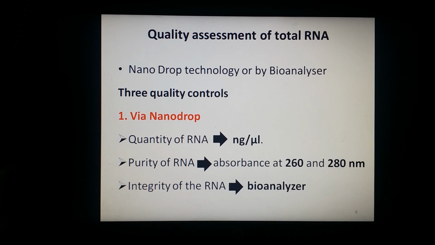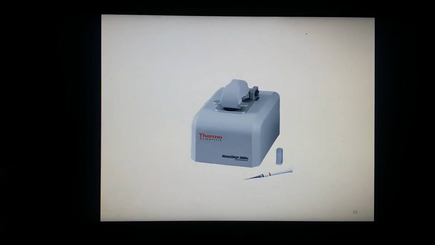Then the purity of RNA is measured using the ratio of the absorbance at 260 and 280 nanometer, which is used to assess the purity of an RNA preparation. Pure RNA will have a 260 to 280 ratio in the range of 1.8 to 2.0. The third is the integrity of the RNA, which can be measured by the bioanalyzer. In the diagram you can see the nanodrop, the equipment, and it looks like this.